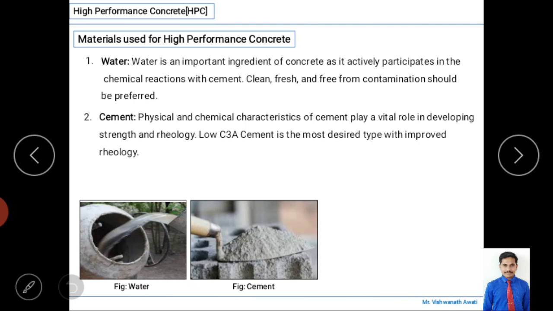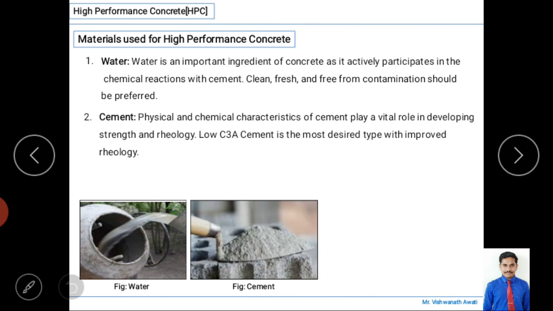We are not completely avoiding the cement, we are using the cement, but the percentage is less, and this can be replaced with cementitious materials, that is mineral admixtures, right? So here the physical and chemical characteristics of cement play a vital role in developing strength and rheology. The chemical and physical properties of the cement take the main role in the development of the strength and durability of the concrete. So that's what we have to take care about.